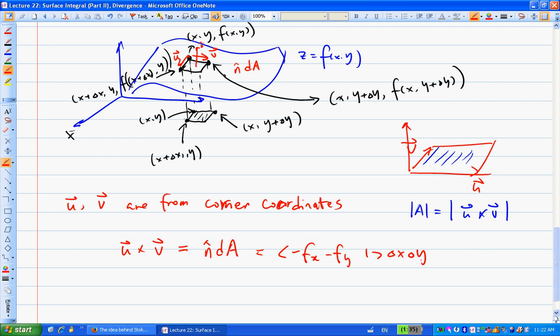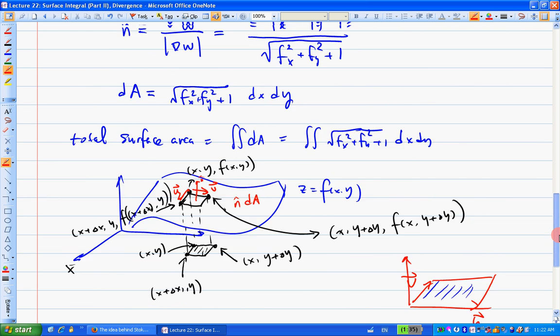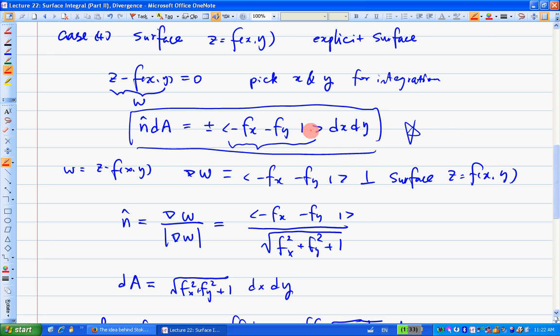So what I require you, not that you derive this one, and of course you have the formula sheet, is to understand what this n hat dA is. You also need to understand what n hat is and what dA is, because in the past I've seen the mistake where people treat this term as n hat, but that's not n hat.